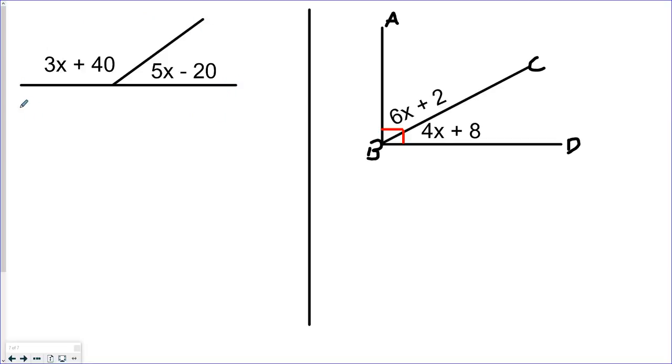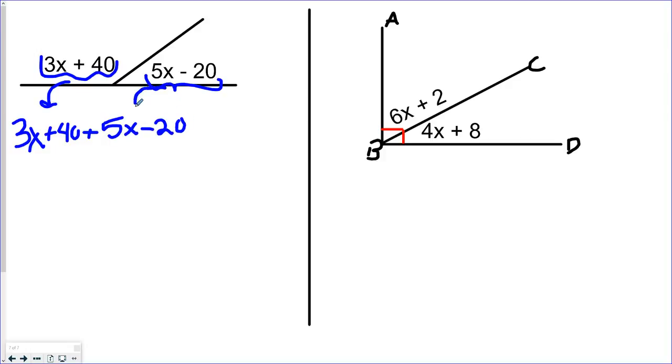So I know that linear pairs, like these two, 3x plus 40, so that's this angle right here, plus this angle, which is 5x minus 20, these two angles together form a straight line, which is 180 degrees. That's what straight lines are. They're 180 degrees across.